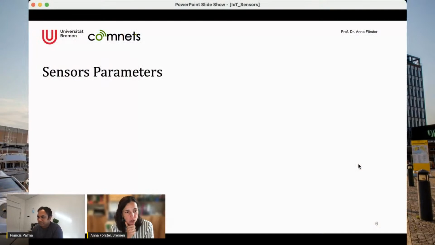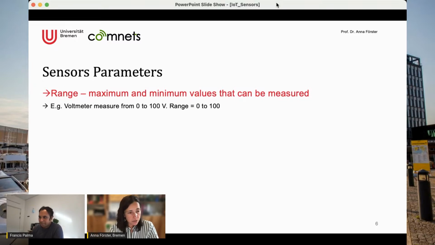Okay, so I would say we continue a little bit with sensors, and then we see where we end up. What kind of parameters exist on sensors? First of all, these are things which you can check on the specification sheet of each and any sensor. You cannot rely on having something which you just wish for. You have to check it specifically for that sensor.